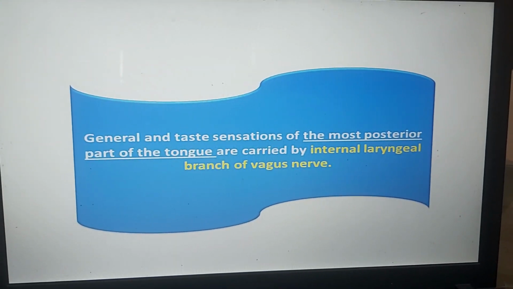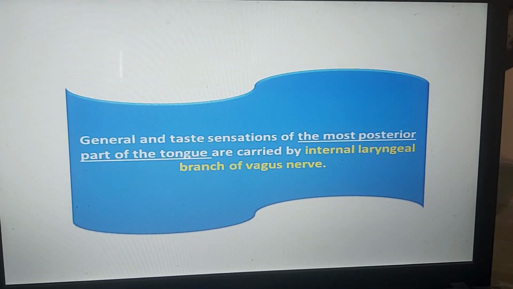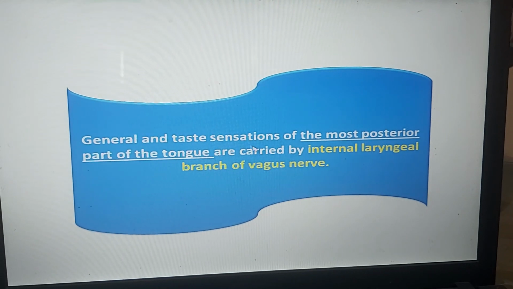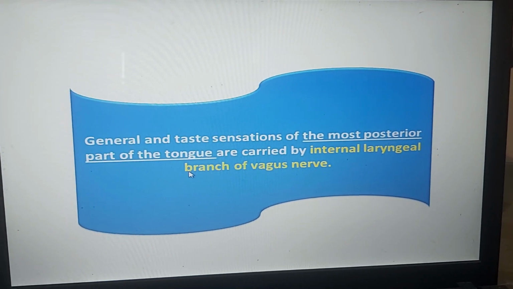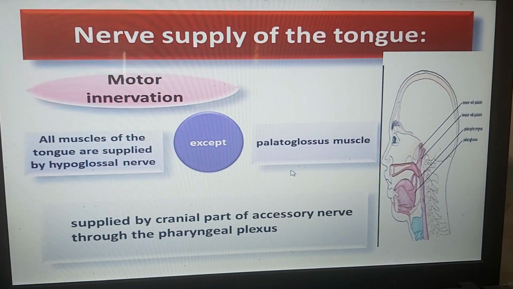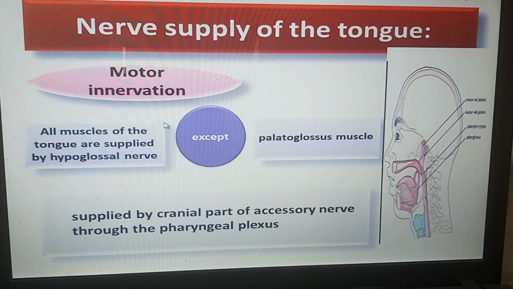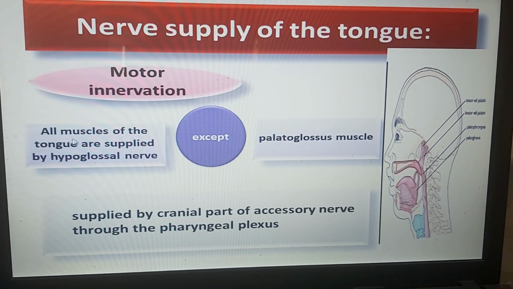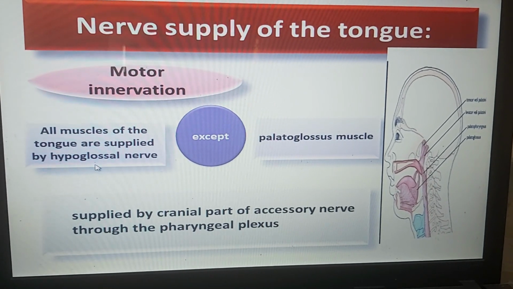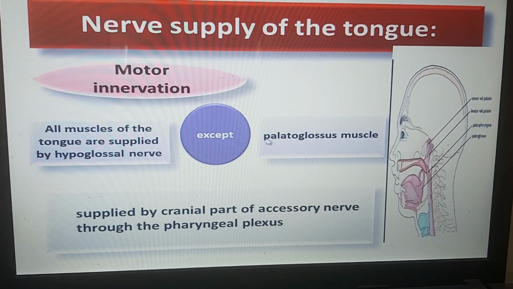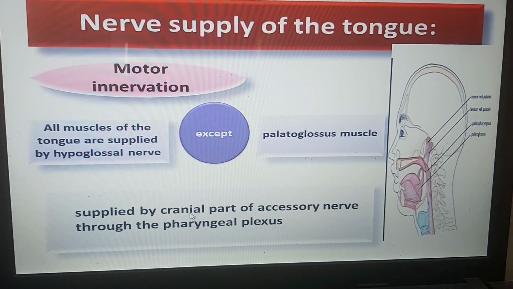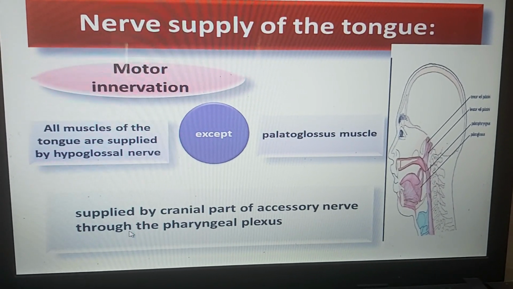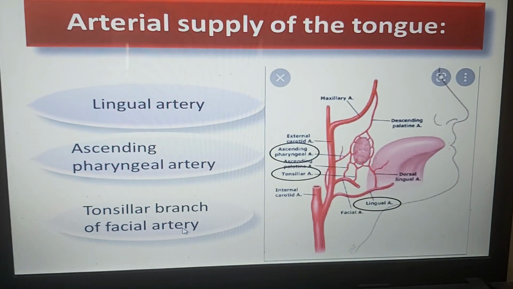General and taste sensation of the most posterior part of the tongue are carried by the internal laryngeal nerve, a branch of the vagus nerve. Now, what about the motor innervation of the tongue? All muscles of the tongue are supplied by the hypoglossal nerve except the palatoglossus, which is supplied by the cranial part of the accessory nerve through the pharyngeal plexus.